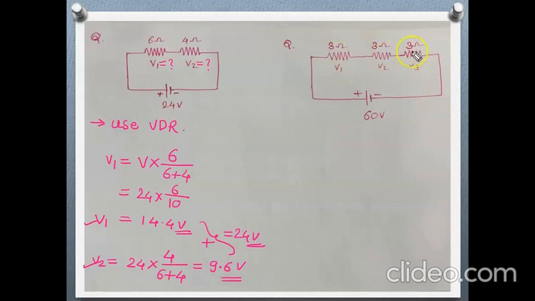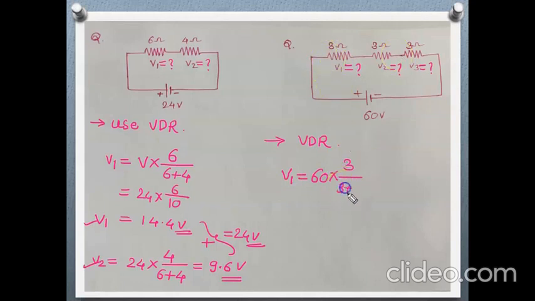Here, three resistances of 3 ohm each are connected in series across a 60 volt DC supply. Again we have to find the voltage across each resistor, V1, V2 and V3. So here also we are going to use the VDR, voltage division technique. V1 is nothing but the voltage across 3 ohm, so the total voltage is 60 into 3 ohm divided by the total resistance.